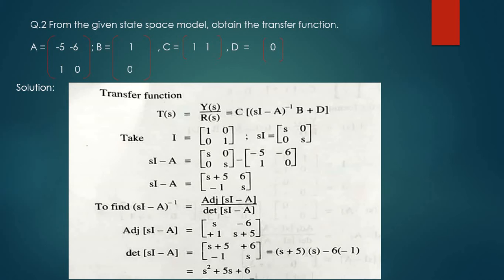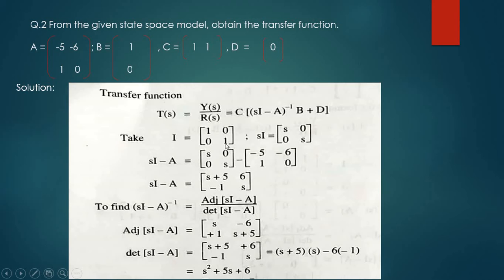So we'll see that. First, the formula to find the transfer function is C [sI − A]⁻¹ B + D, where I is the identity matrix. This is the formula. You just need to remember it to solve this, where we have to calculate the transfer function and the state space model is given. So just remember this formula.